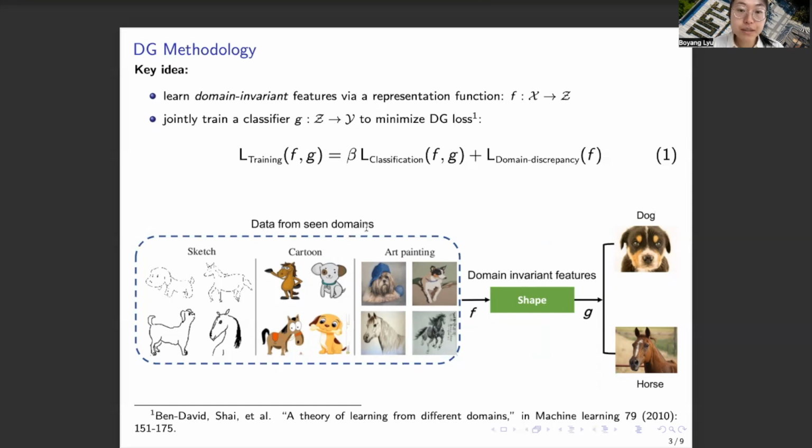Given the data from seen domains, we want our representation function f to extract domain invariant features. By domain invariant features, we mean that the feature should be shared by all seen domains, not only one seen domain, but all. And here we identify the shape as the invariant feature. Then we train a classifier g to do the prediction. This workflow can be summarized in equation 1, where our training loss is composed of the classification risk and domain discrepancy loss.